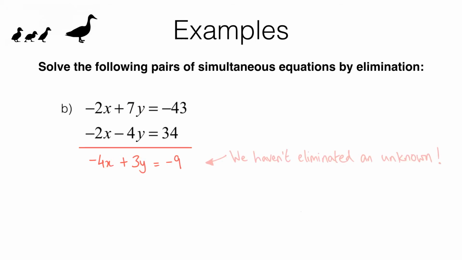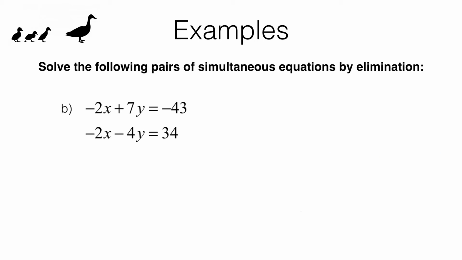However, what's quite nice about this pair is that you've got negative 2x here and negative 2x here. So if you multiply one of the equations through by negative 1, then you will end up getting a positive 2x in that equation. And then when you add it to the other equation, the x's will eliminate. Now, I recommend that you multiply this equation here through by negative 1. That means we're going to keep the top one just as it is.